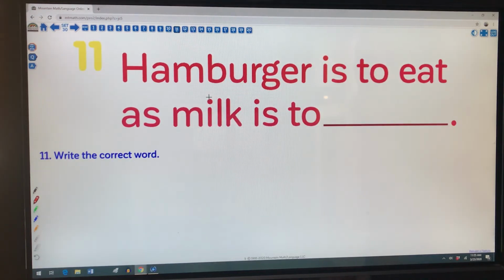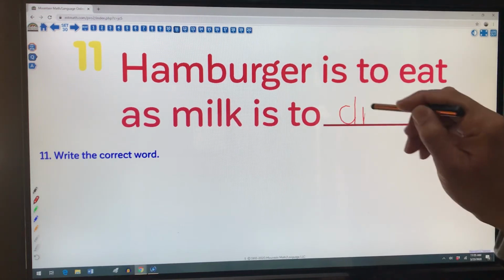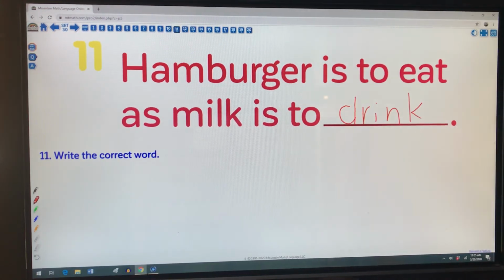All right, analogies. Hamburger is to eat as milk is to... So I'm going to eat a hamburger. What am I going to do to milk? This is pretty straightforward. As milk is to drink. Remember, those two connections between the words have to be the same for both examples in this analogy.